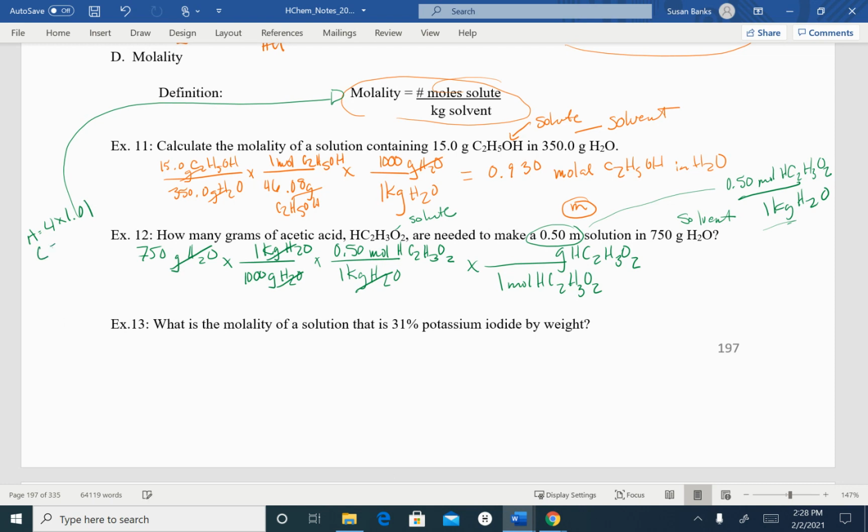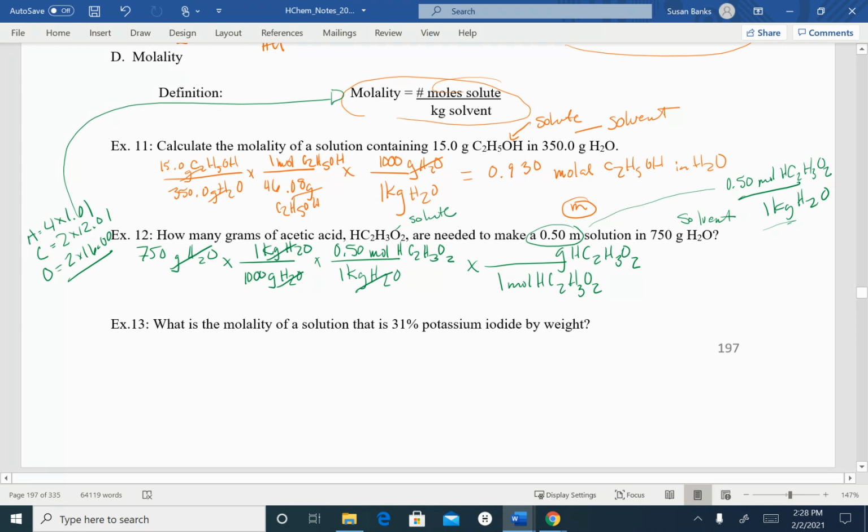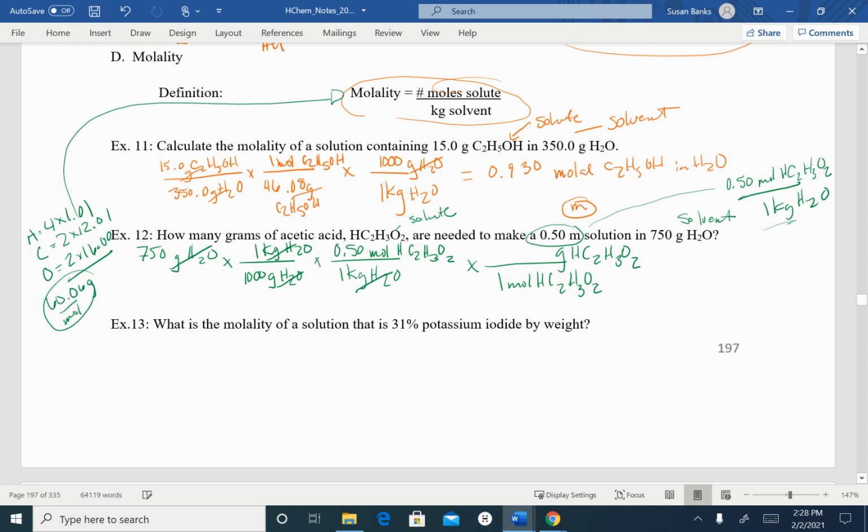We've got 2 carbons in acetic acid, so 2 times 12.01, and we've got 2 oxygens. We're going to add all of that up. So 4.04 plus 24.02 plus 32 gives us a molar mass of 60.06 grams per mole. Okay, so we need that grams here on top, so 60.06 grams.